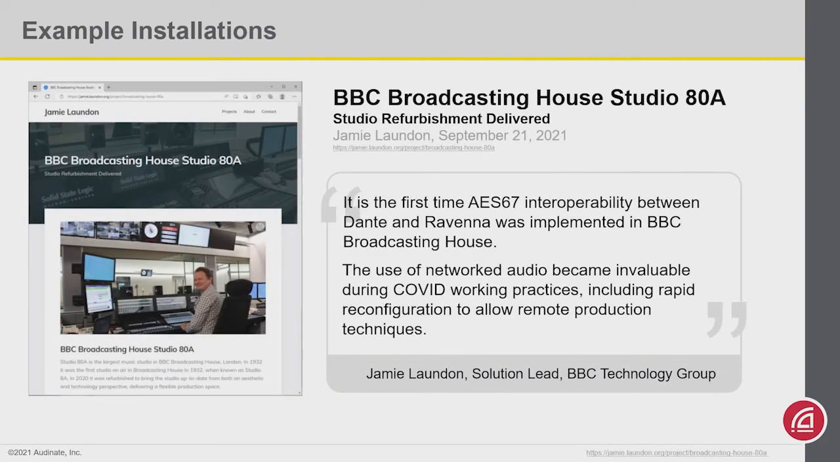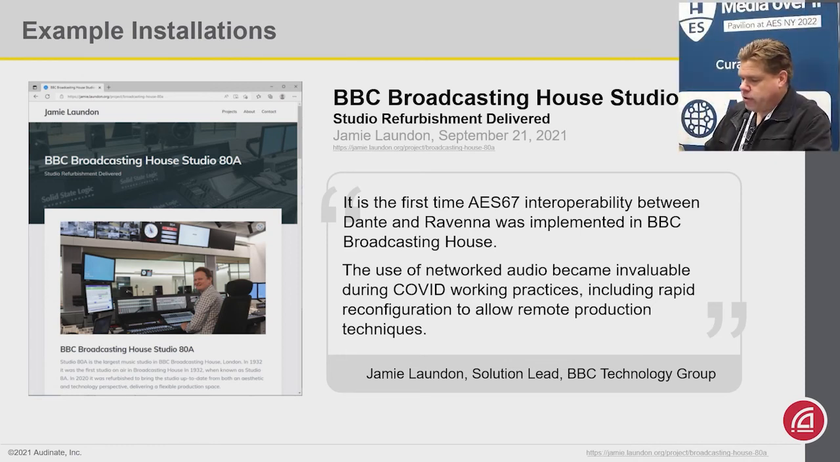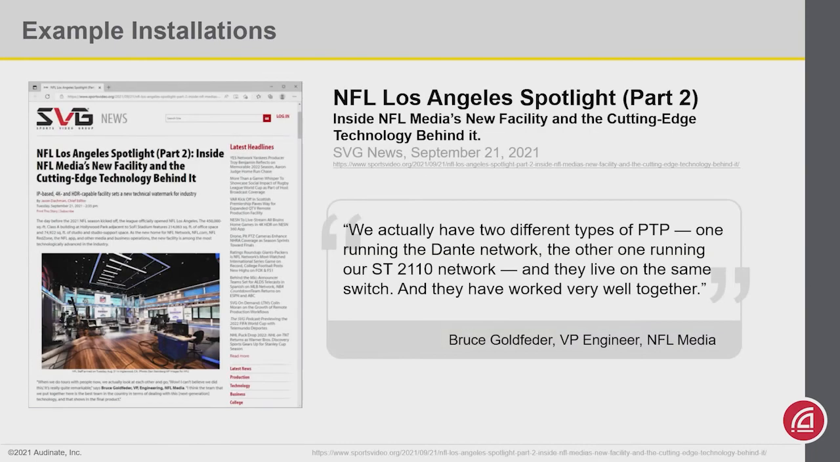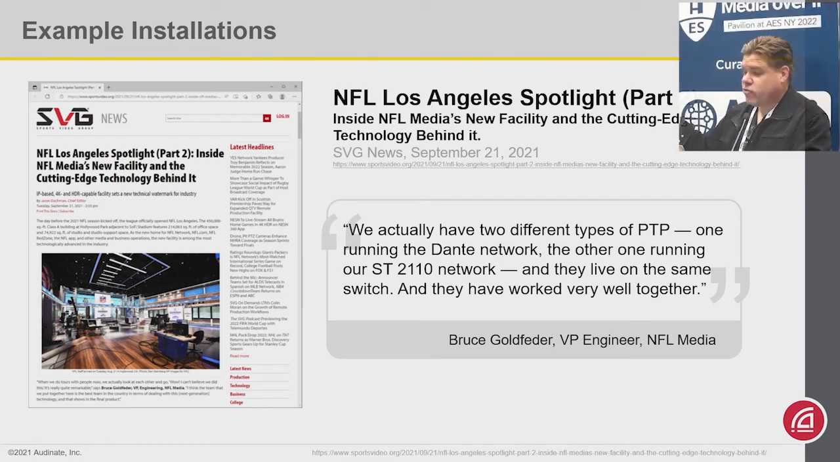Getting back to the broadcast side, the BBC Broadcasting House Studio 80 had a refurb where they put in an SSL System T, I think it was. And this is just an example where they were able to make it go there. Some of you are probably also familiar with the installation that was done at the NFL facility in Los Angeles. They even say on here, we actually had two different types of precision time protocol, one running the Dante network, one running the 2110 network. Gee, I wonder what those two types of PTP could be. And they lived on the same switch. They've worked very well together.